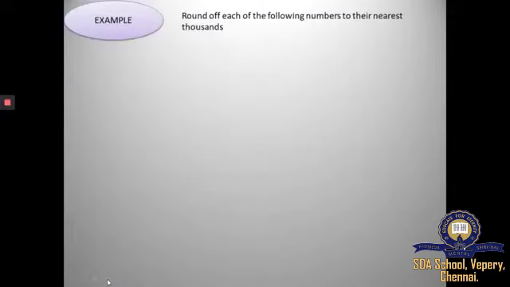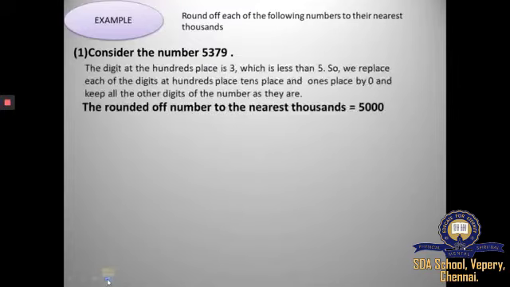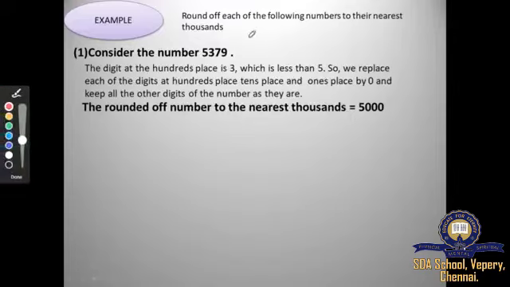Example, round off each of the following numbers to the nearest thousands. Consider the number 5,379. The digit at the hundreds place is 3, which is less than 5. So we replace each of the digits at hundreds place, tens place and ones place by 0 and keep all the other digits of the number as they are. So the rounded off number to the nearest thousands is equal to 5,000.